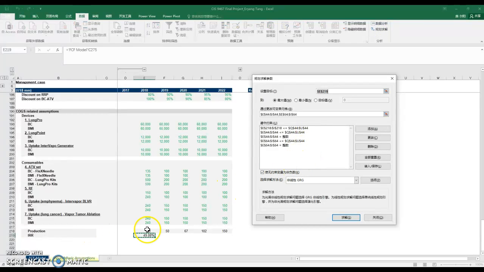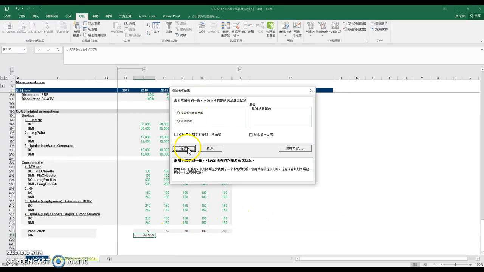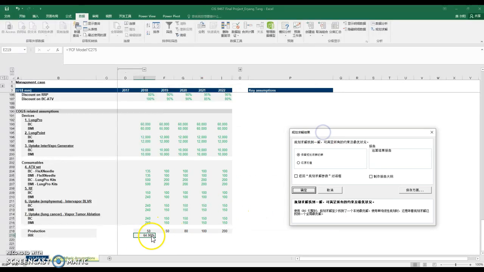Note that there's a production capacity for the company, right? They can produce no more than 50 devices in the first year, so those numbers cannot exceed the restrictions. After inputting all of those numbers, you get a final IRR of nearly 65%. That's pretty good for a company like that.